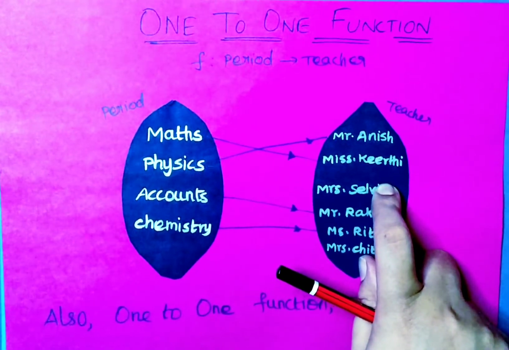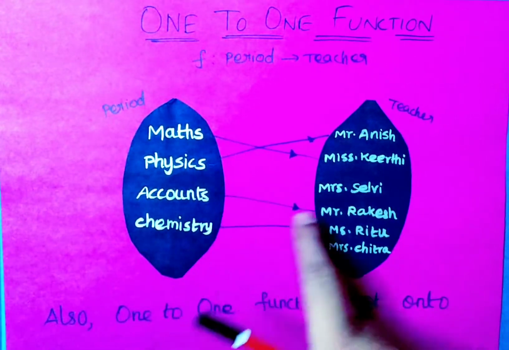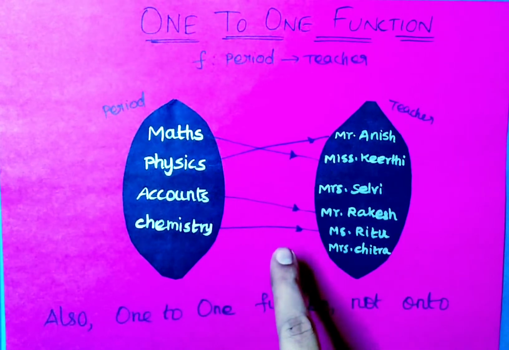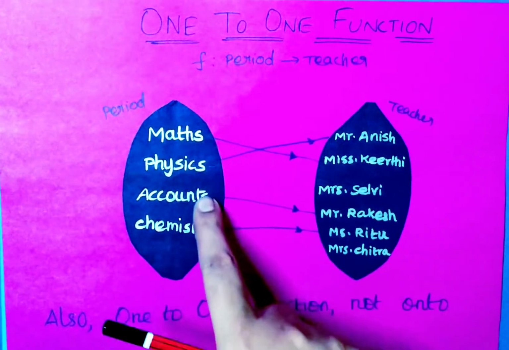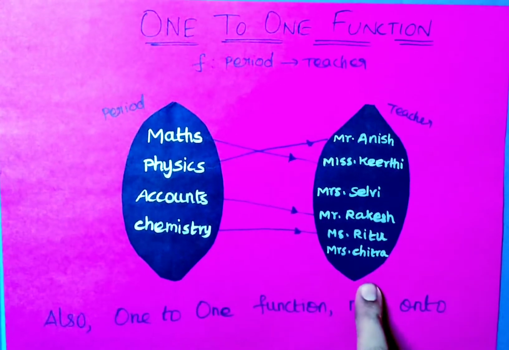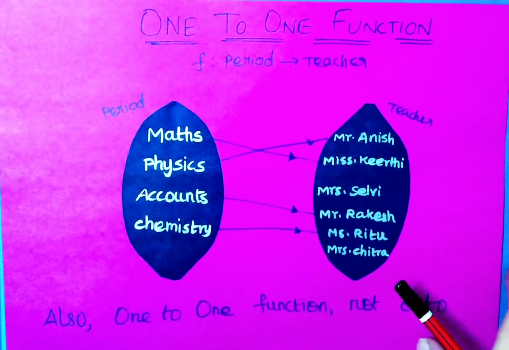Two things are there for one-to-one function. First one is all the elements should be mapped from the domain. That is the default condition for a function. Second point, all the elements should have unique images. And if you see, this is the example for only one-to-one function and not for onto.